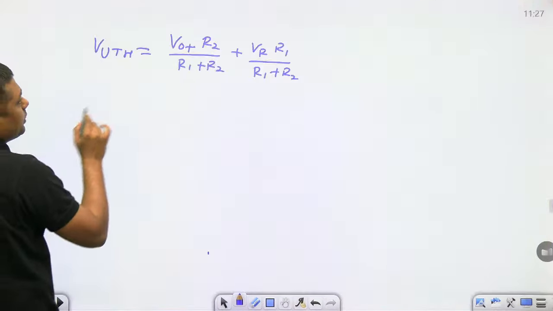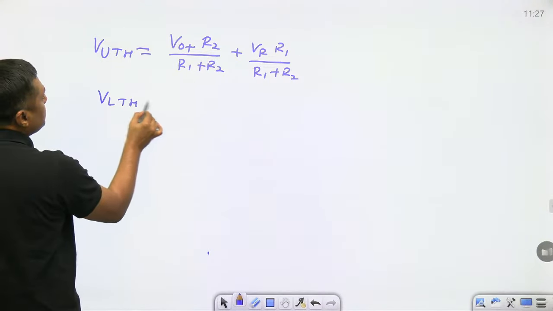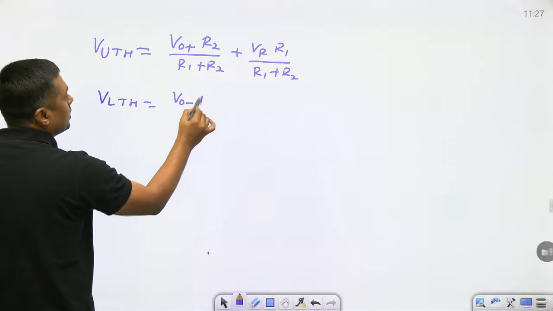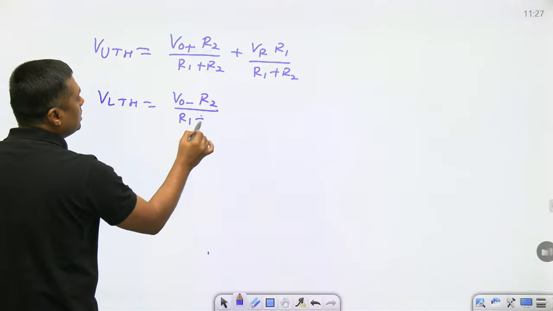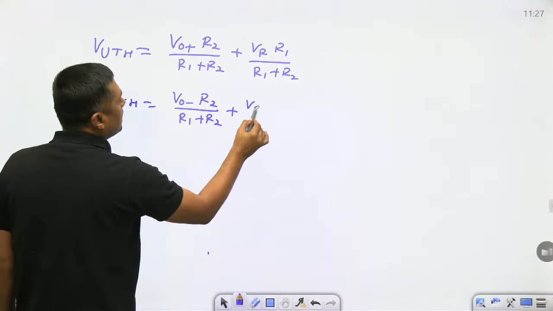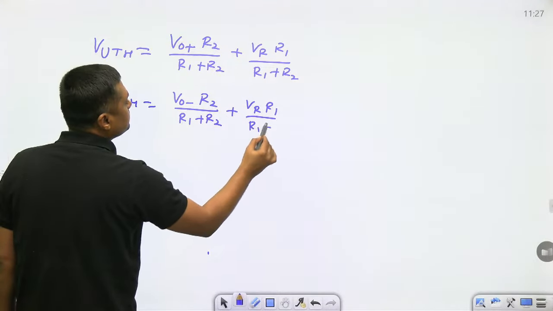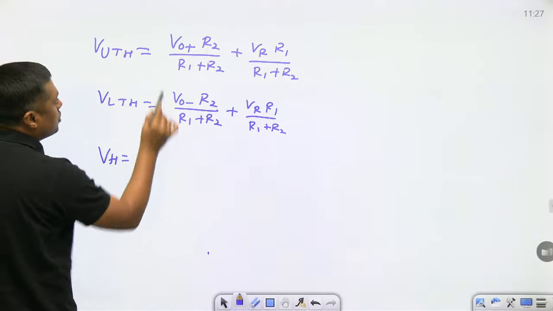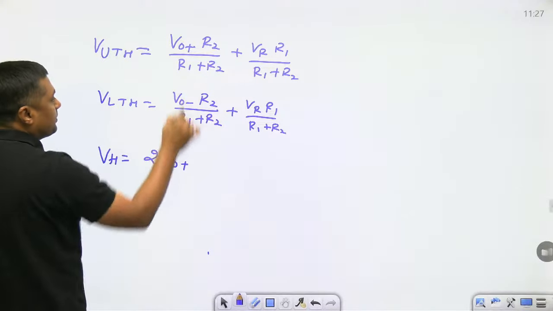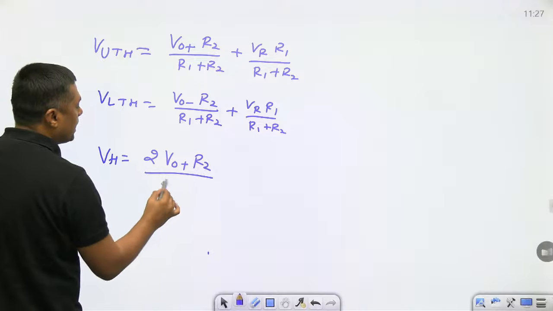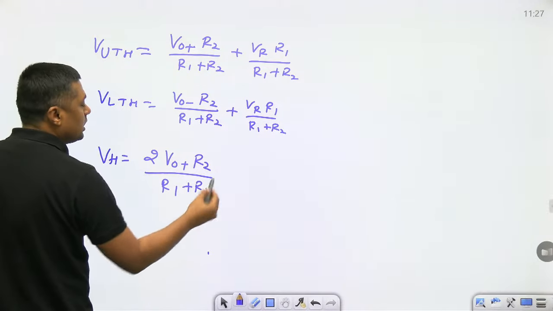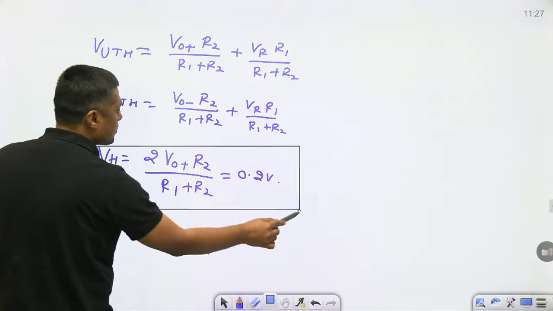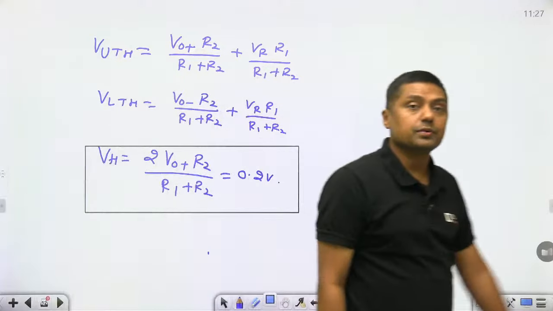This is the correct one. Then VLTH, the negative value of the output: R2 upon R1 plus R2, limited value, plus VR upon R1 plus R2. Then the hysteresis voltage will become 2 times of that, because we are subtracting, negative from positive. R1 plus R2. That is given as 0.2 volt. Now you can find the values. Okay, that is all about this question.